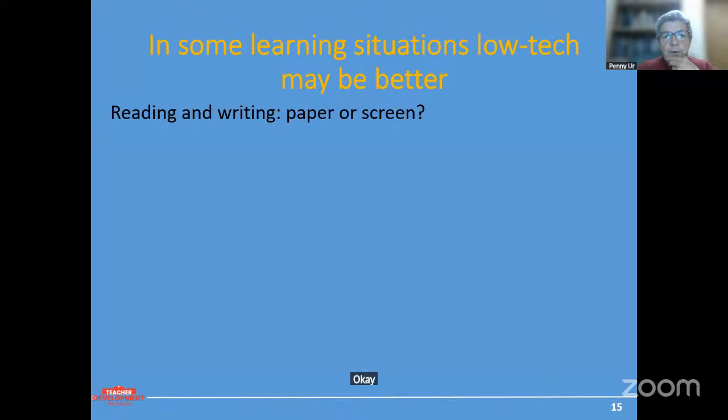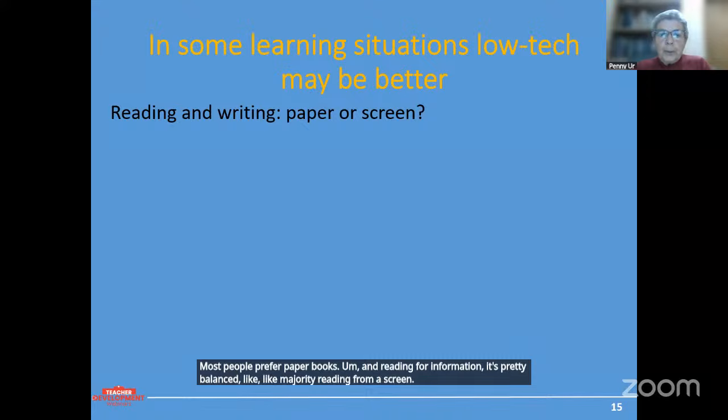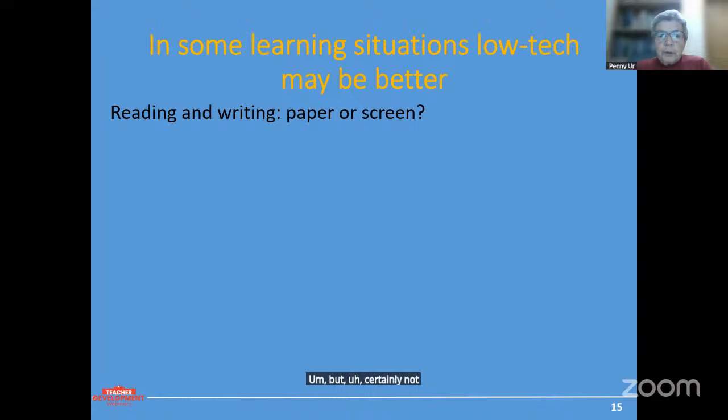Okay, let's look and see the interim results of this. What we see here is that with regard to reading for pleasure, most people prefer paper books. And reading for information, it's pretty balanced. Slight majority reading from a screen, but certainly not absolutely definite, certainly not a large majority. I prefer myself, even reading for pleasure, I prefer a screen, but I'm definitely in the minority here. And I've done this in face-to-face.